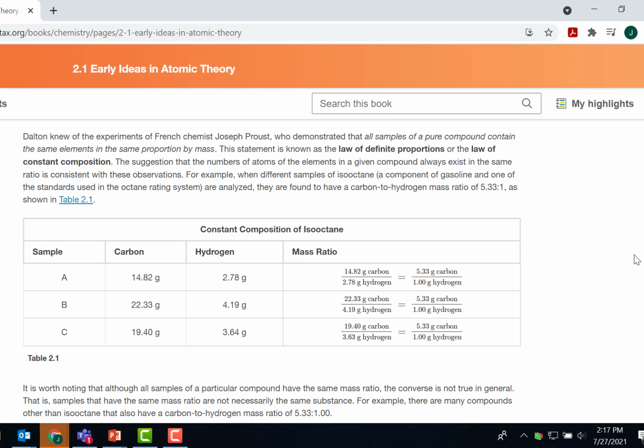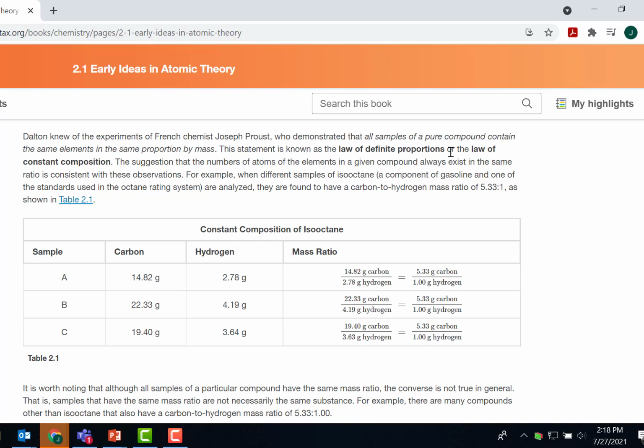So you might remember from Module 1, we talked about compounds as being something that contain elements in a specific proportion. So when we have a compound, we can write a chemical formula for the compound. So we can write, for example, H2O, telling us that we have twice as many hydrogens as we do oxygens. This is called the law of definite proportions.